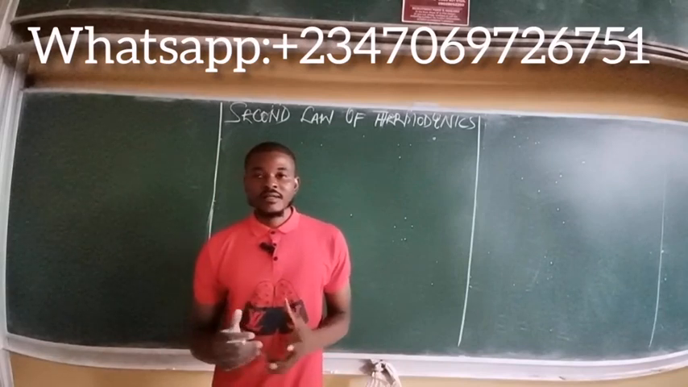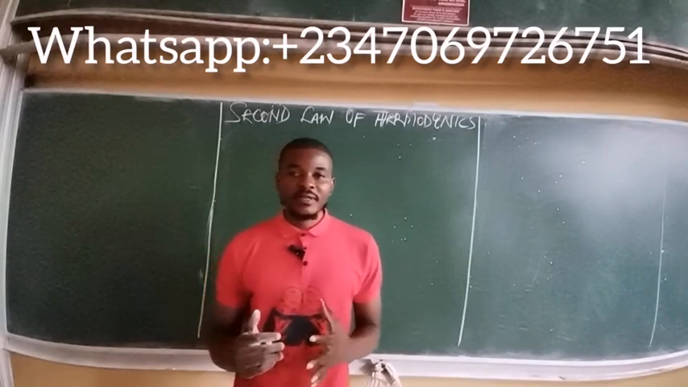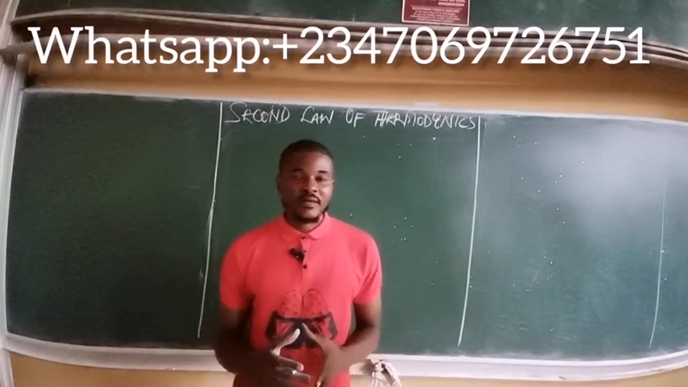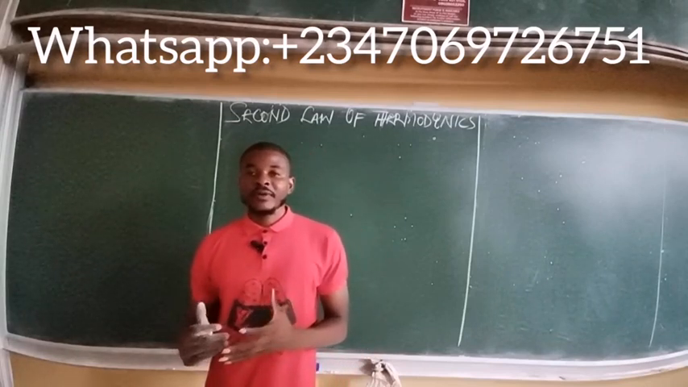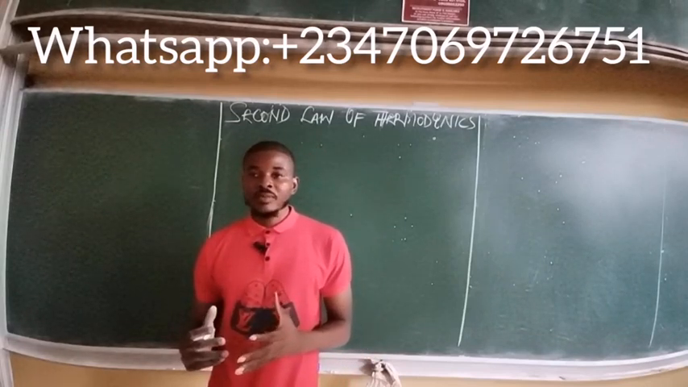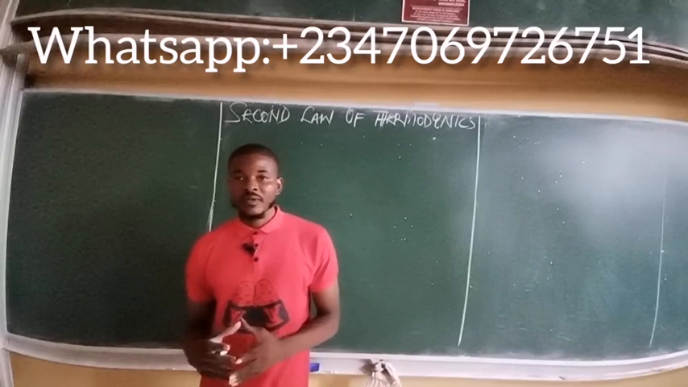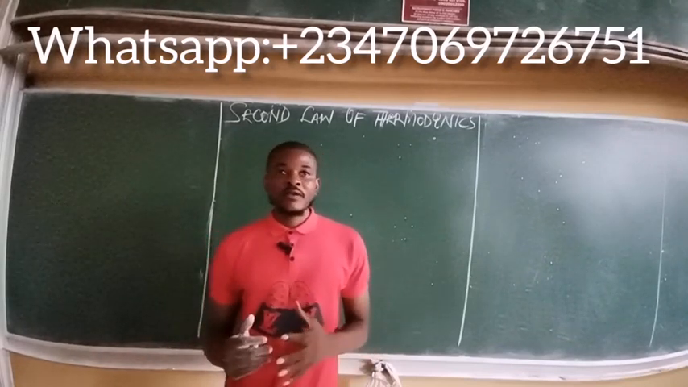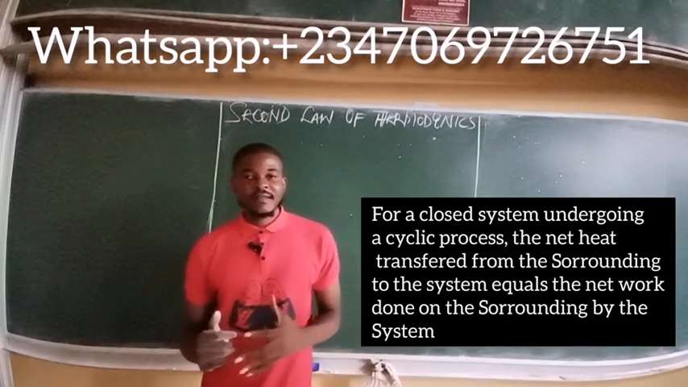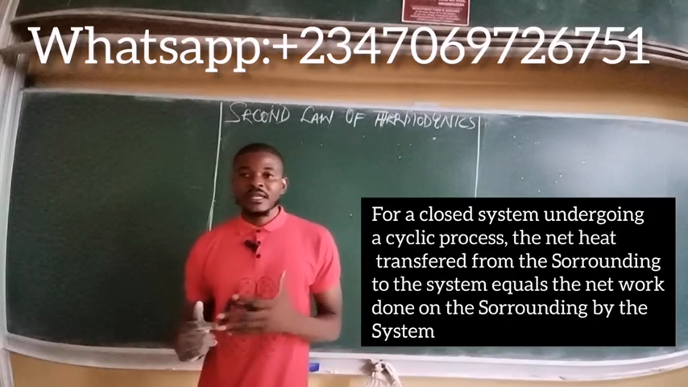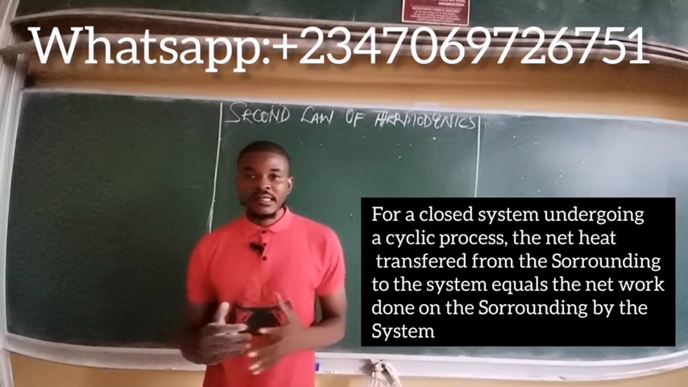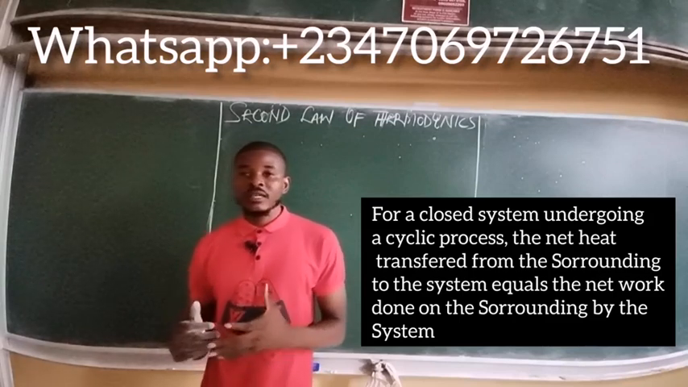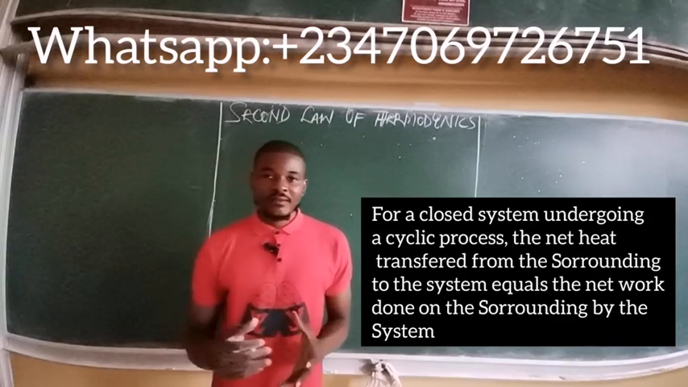So, in today's class, we are going to be talking about the second law of thermodynamics. Now, before talking about this law, let's just do a brief revision on the first law of thermodynamics. Remember, the first law of thermodynamics states that for a closed system undergoing a cyclic process, the net heat transferred from the surrounding to the system equals the net work done on the surrounding by the system.